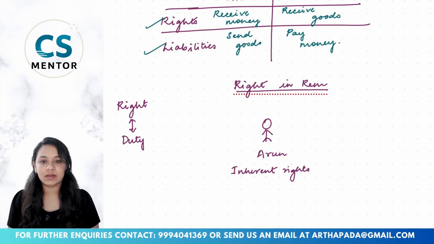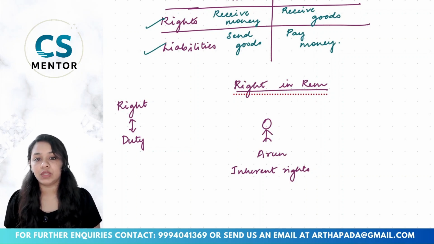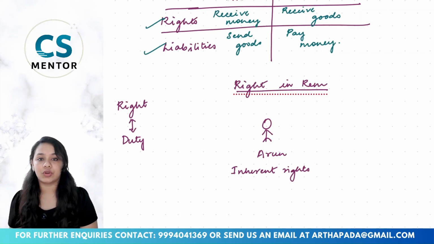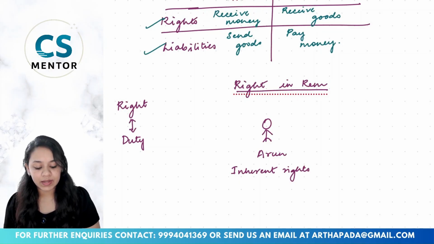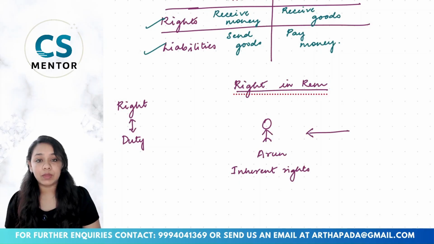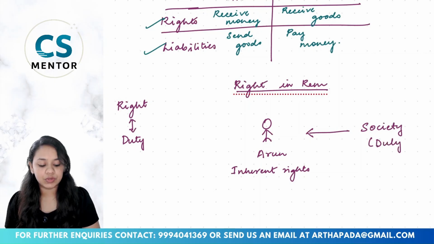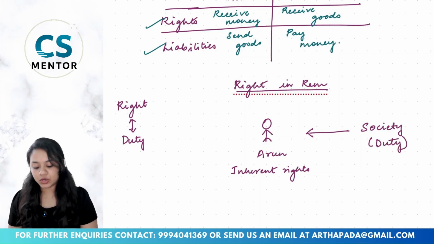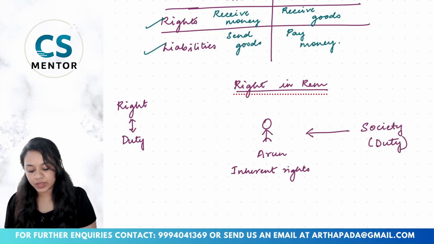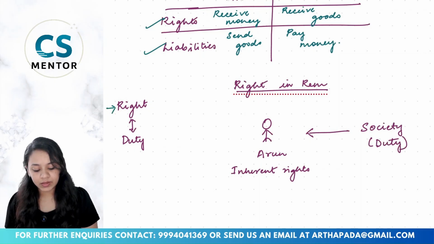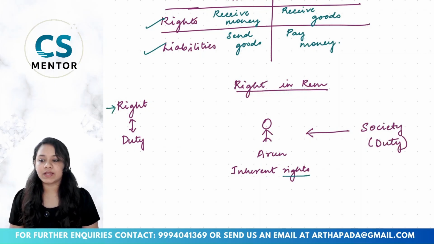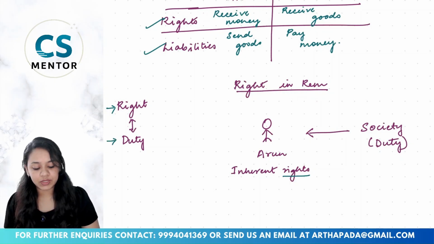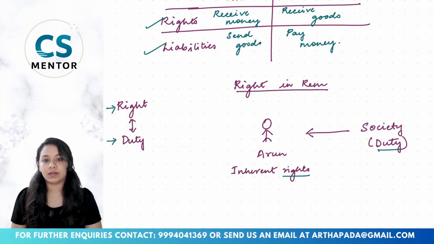What are these inherent rights? These inherent rights are only what we call a tort. But these inherent rights have to be protected by the society. The society has the duty to protect the right. Because as you can see over here, we have the right, and each individual has the inherent right. The duty stays with the society.